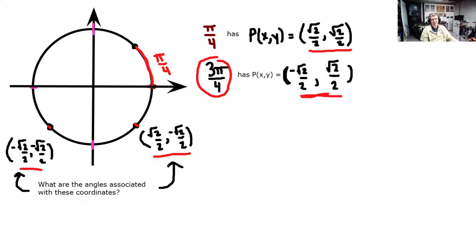What do you think, Giselle? How about for this one? How many multiples of pi over 4 do we need to get to this one? Okay, Jay, what do you think?